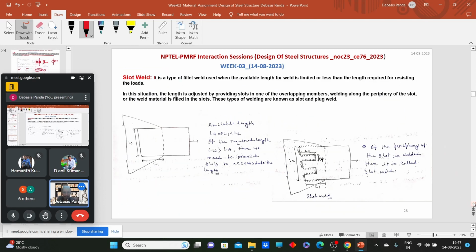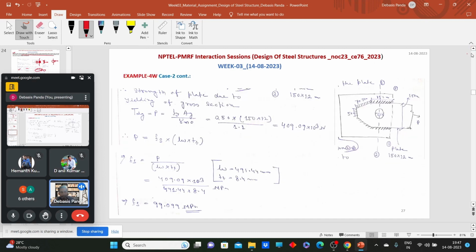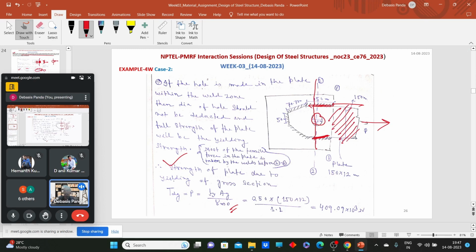Okay. So here I have added this example. Nothing complicated. You just need to calculate the full strength of the plate as the full strength of the solid plate, and that will be governed by the yielding.